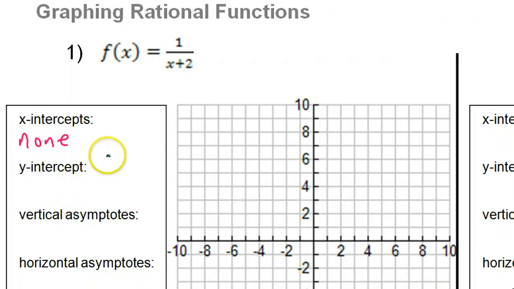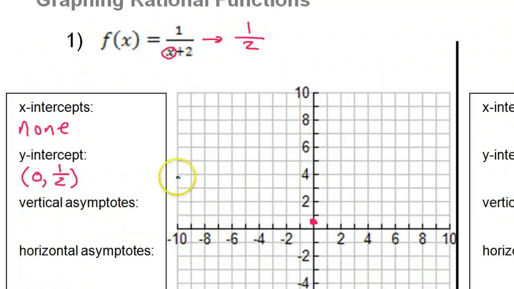Y-intercept. I get the y-intercept by letting x be 0. So basically, if I substitute 0 for x like this, then this is going to become 1 over 2. So that's why my y-intercept is 0, 1/2. And I can go ahead and plot that. 0, 1/2 would be right here.